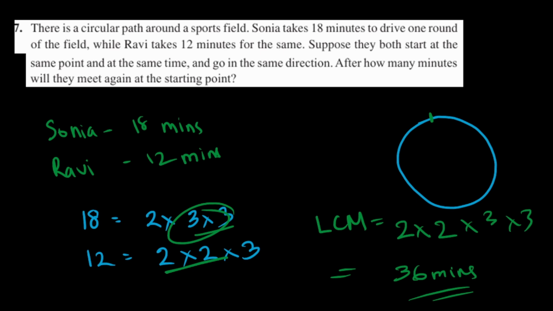So after how many minutes did they meet at the starting point? After 36 minutes, they met at the starting point. That means Sonia completed 2 rounds, and Ravi completed 3 rounds, and they met at the same starting point. I hope what I'm trying to say is clear.